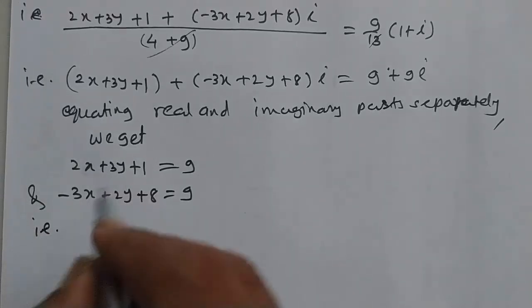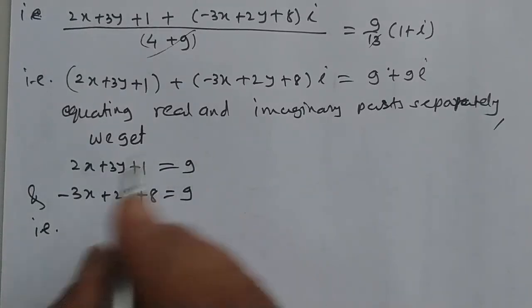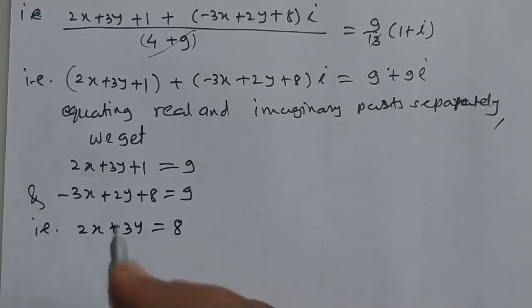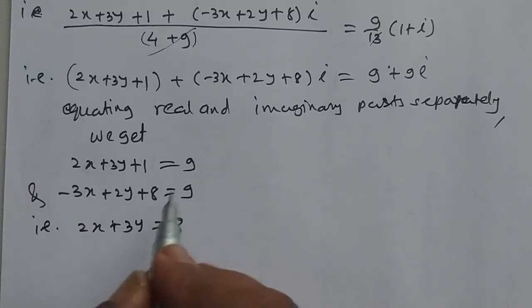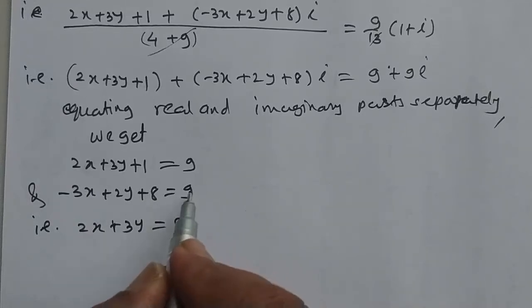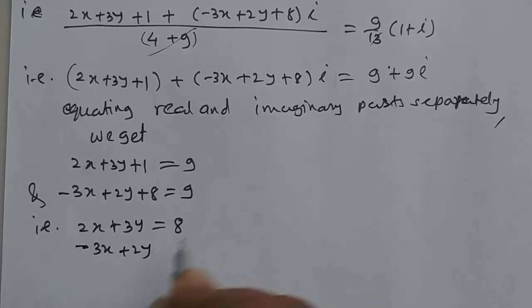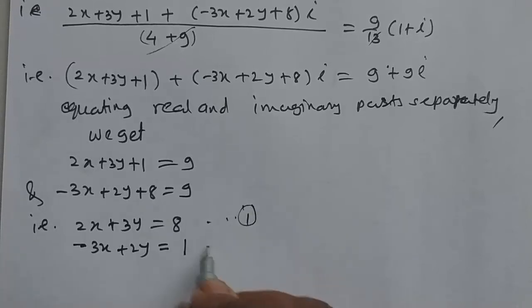Again simplifying, taking 1 to the left hand side, it is minus 1, 9 minus 1 is 8, so 2x plus 3y is equal to 8. Taking 8 to the right hand side, it becomes minus 8, 9 minus 8 is 1. So, minus 3x plus 2y is equal to 1. This is equation number 1. This is equation number 2.